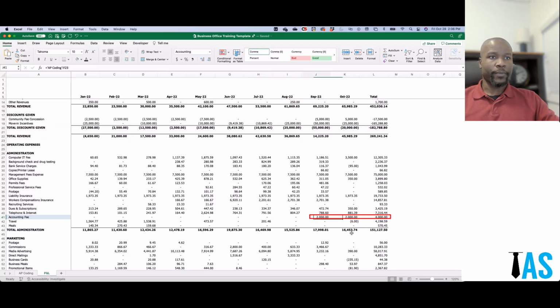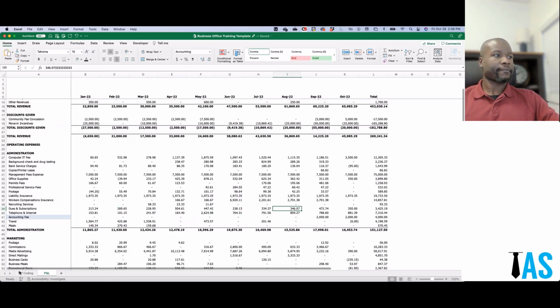Okay, so if I'm looking at this, we'll say, okay, well, we must have brought on an outsourced accounting firm in September. And so each month I would expect to see a monthly bill there. So again, which is why we like looking at this report, because it allows us to point things out like that.